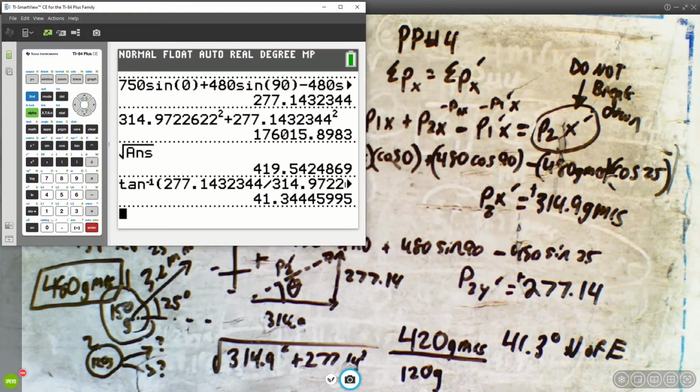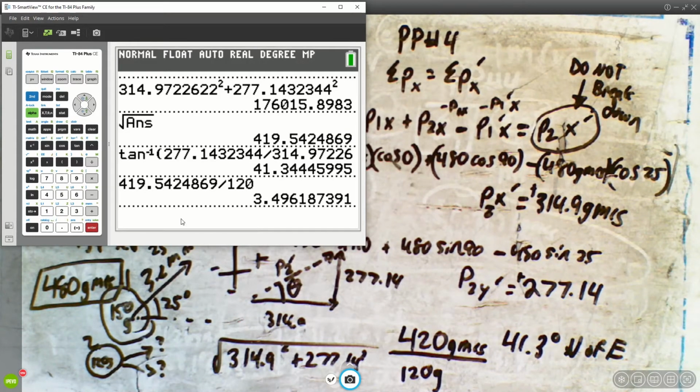So if I take my 420 divided by, I'll take my full answer, 419.5, divided by 120. Then I end up getting 3.5. Sig digs don't matter in this because I have one sig dig. So 3.5 meters per second, and then the direction is the same. It's still going to be 41.3 degrees north of east because the mass doesn't have any vector quantities to it. And you get your answer, and that is how you do that.